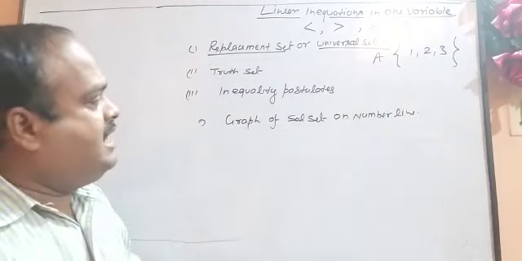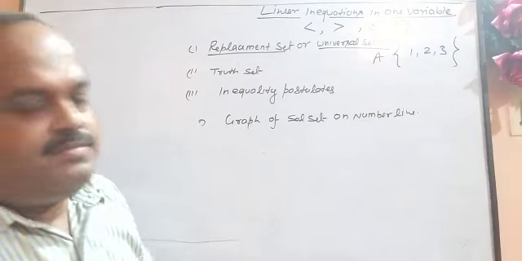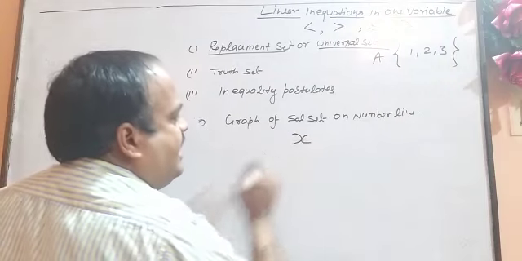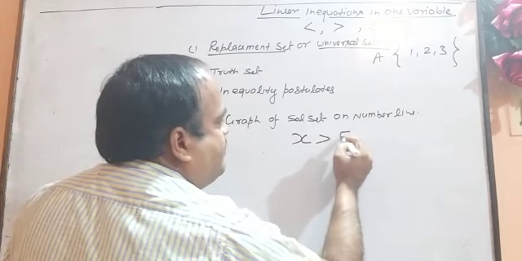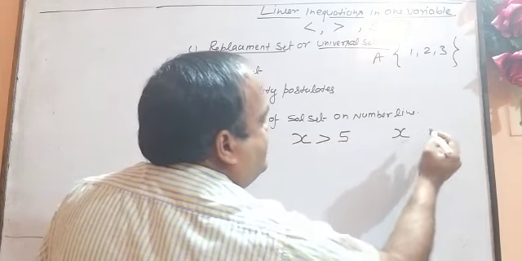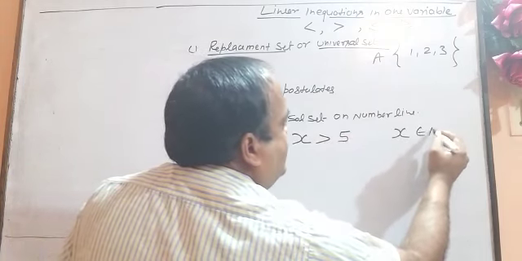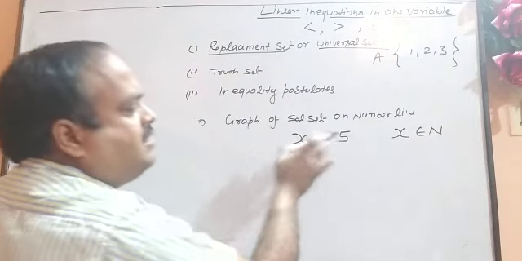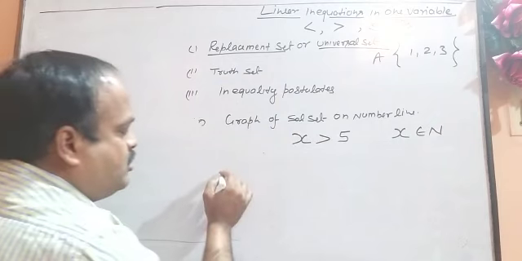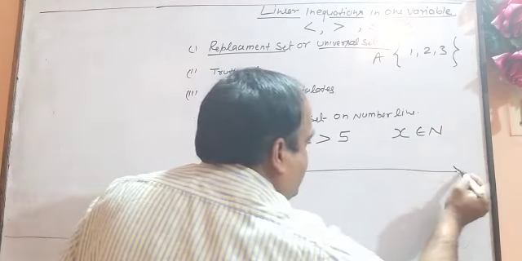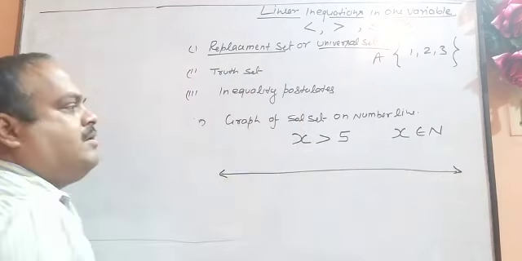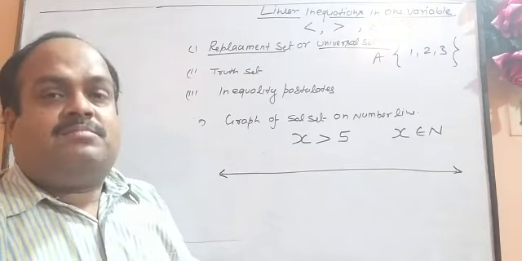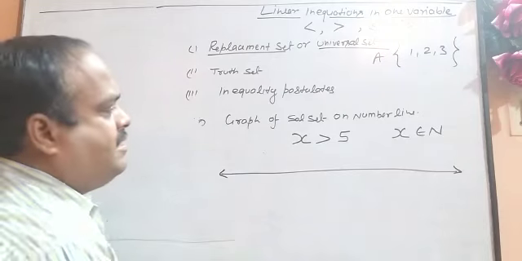Let us consider an inequation: x greater than 5, where x is a natural number. We need to graph this inequation on the number line. To graph this inequation on the number line, what do we do? We first mark the integers on the number line.